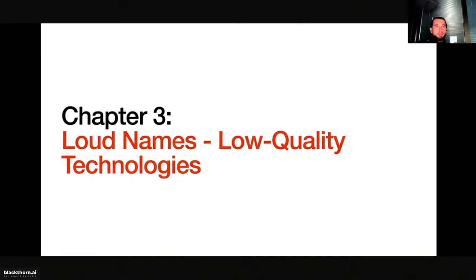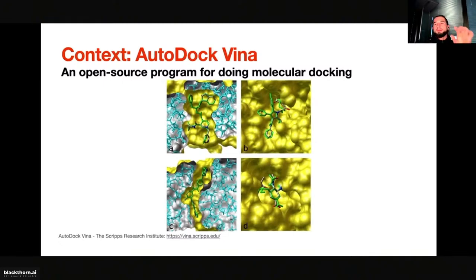Chapter number three: loud names, low quality technologies. Loud names attract people, especially US citizens. They love hype, they love loud things. They are all very easily attracted to that. But first, before the story, I have to give you a bit of context. So let's make a step aside and talk about an open source program for molecular docking.